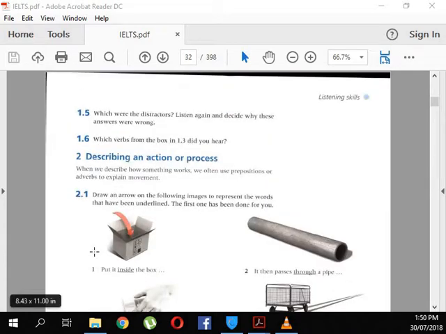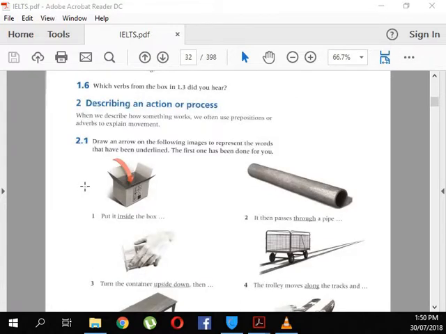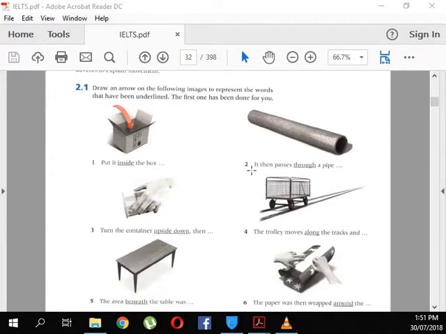Okay. Now, we're required to describe an action or a process. We have to draw an arrow to represent the words that have been underlined. So for these underlined words, we draw arrows like these to represent what the words mean, okay? When we're talking about putting it inside the box, "inside" is underlined, and the arrow goes in from here like this. The next one: it then passes through a pipe.